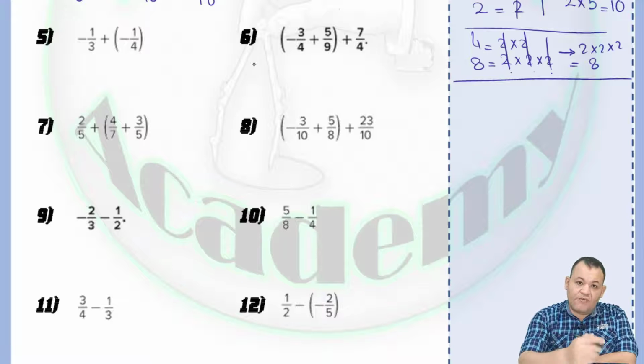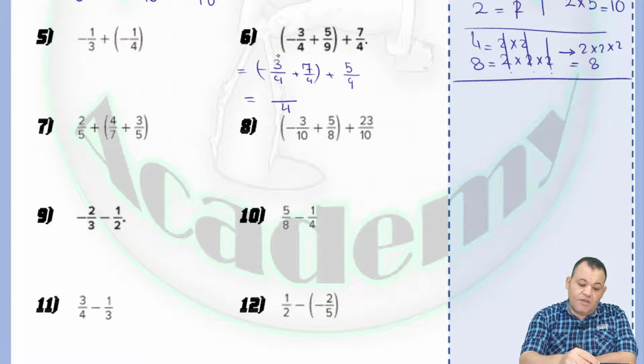So write all of the like fractions together in one group. So it will be negative 3 over 4 plus 7 over 4. That will be the first group, plus 5 over 9, will be equals. Write 4 without any change.